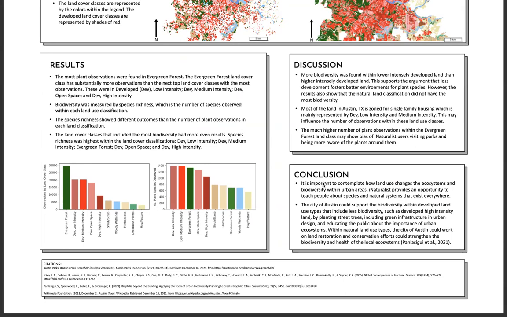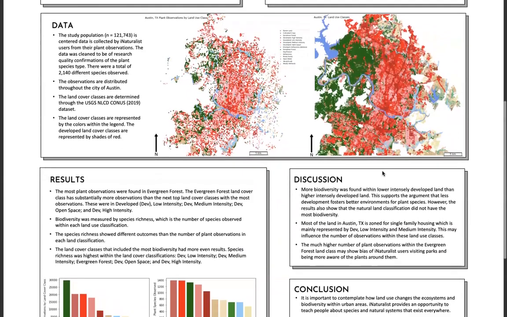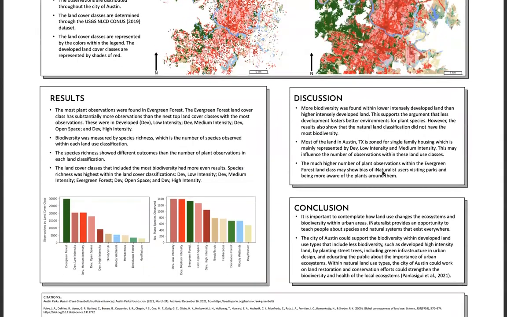Most of Austin, Texas is zoned for single-family housing, which is represented by the developed low intensity and medium intensity. This was shown in the map here. This may influence the number of observations within these land classes because they have the most area of the city. The much higher number of plant observations were within the evergreen forest land classification, which could show that the iNaturalist users were visiting parks and more aware of the plants around them and more likely to open up the app.